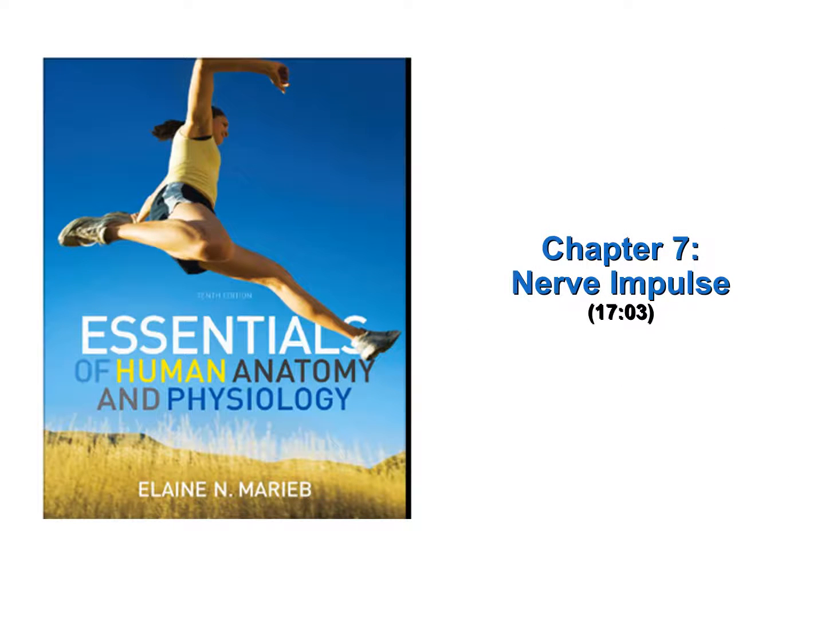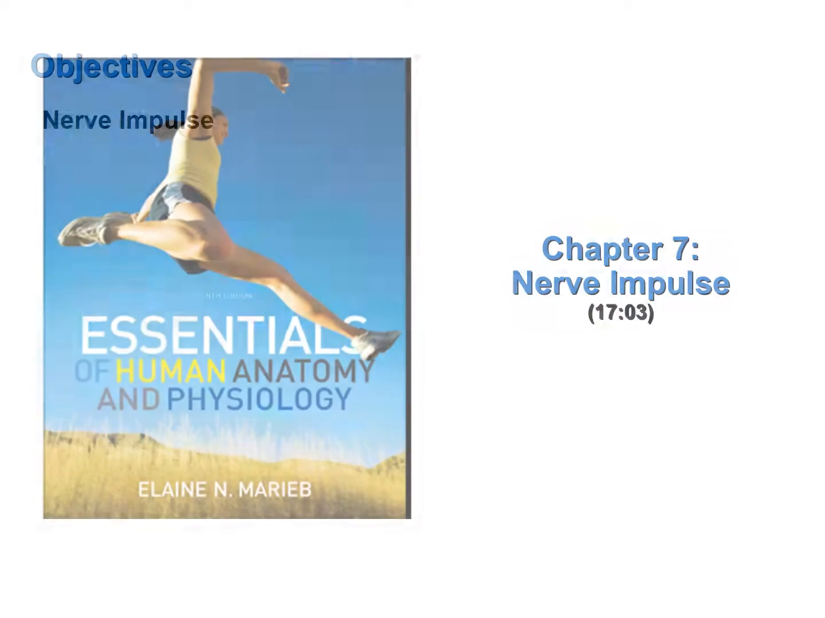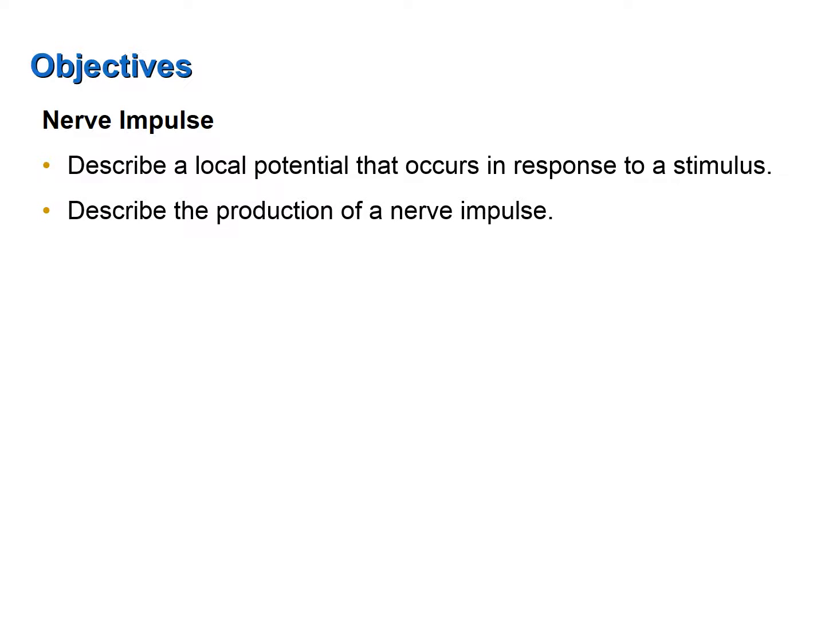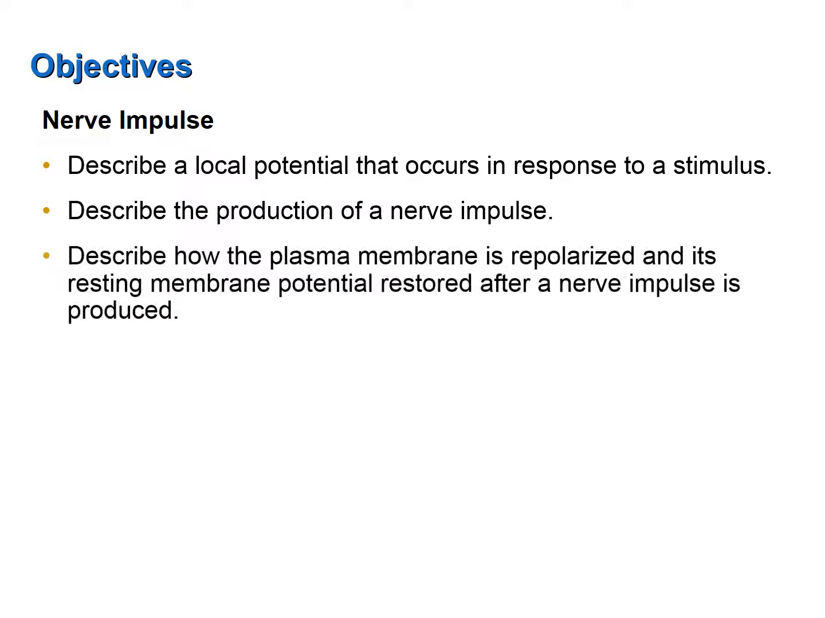The nerve impulse is discussed in the screencast, which may be found in Chapter 7 of your textbook. This screencast was designed to achieve the following objectives: describe a local potential that occurs in response to a stimulus, describe the production of a nerve impulse, describe how the plasma membrane is repolarized and its resting membrane potential restored after a nerve impulse is produced, describe saltatory conduction.